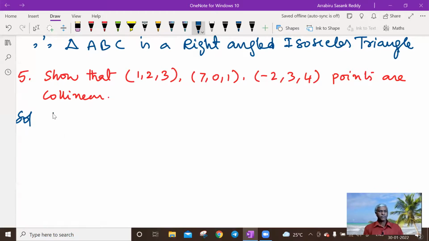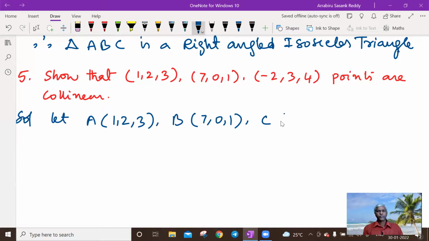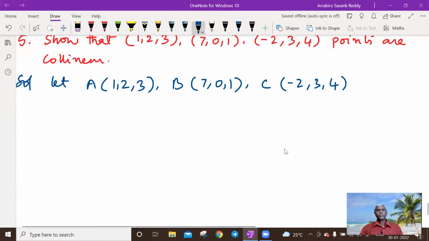Let us name them as A, the first point, B, the second point, C, the third point, or you can take P, Q, R or X, Y, Z. Now we have to show that these 3 points are on the same line, collinear.